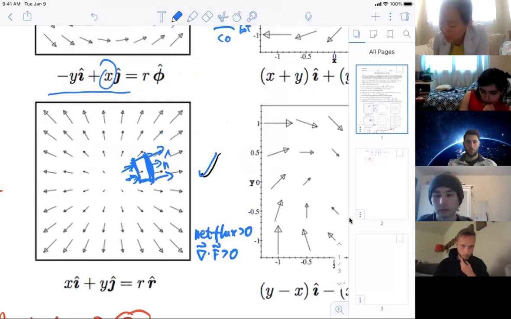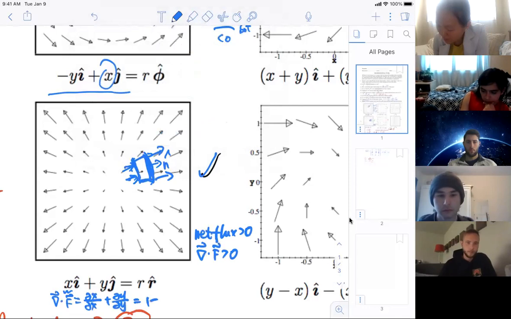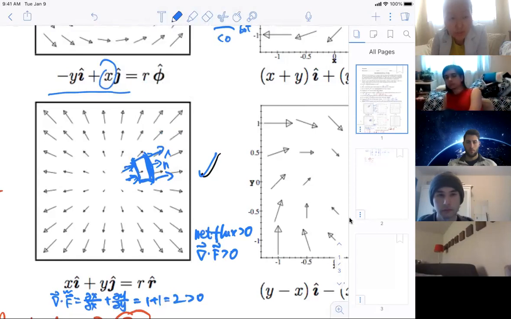Just by looking at it. And we can calculate it, right? If you calculate, you get del dot F equals dx/dx plus dy/dy, and you get 2, which is indeed larger than 0, consistent with what we concluded. Now let's look at the curl. So for this one, do you think there is a zero curl or non-zero curl?